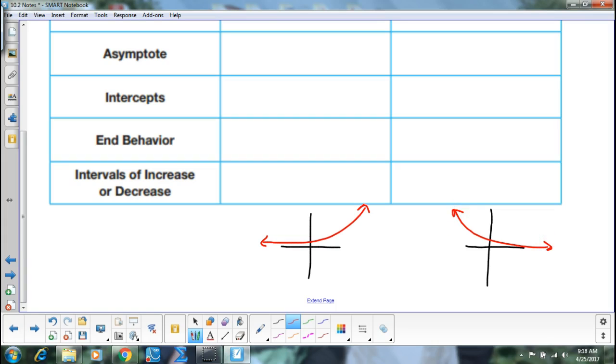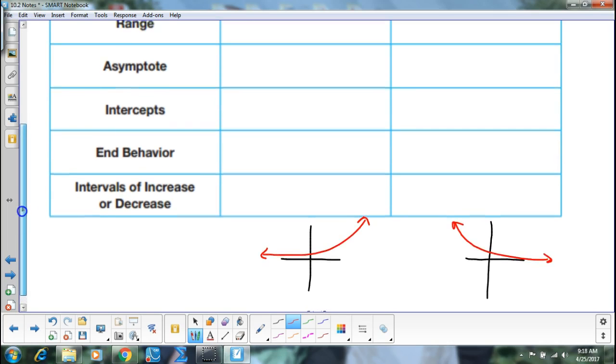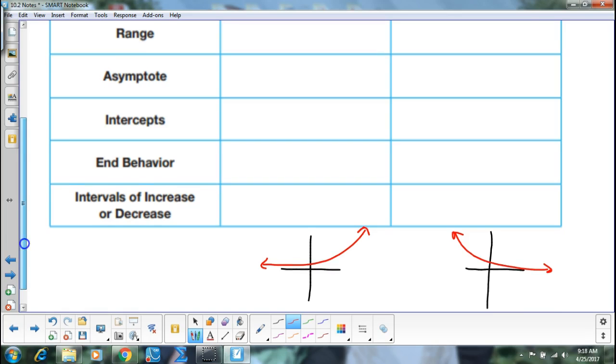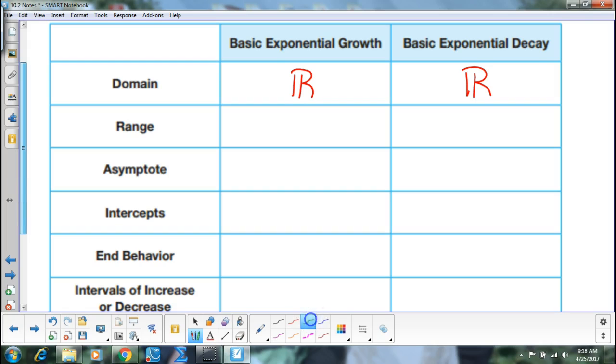Now the range then is the values that you get out of the function. Okay? What would the range be for both of those functions? All real numbers. No. It can't be negative, right? Okay. What else can't it be? Nope, it can be 1. 0. Can't be 0. Okay? So the range then would be y is greater than 0. In both cases.